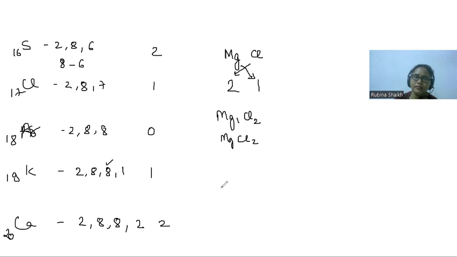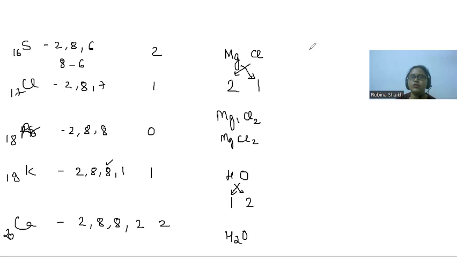Then suppose I take water. You know the formula for water. It is H2O. So it will be H and O. H has atomic number 1, so its valency is 1. Oxygen has atomic number 8. Its electronic configuration is 2, 6, as we have just seen, and its valency is 2. So if we criss-cross, you will get H2O. This is the formula for water.